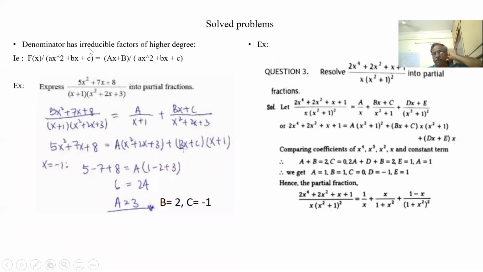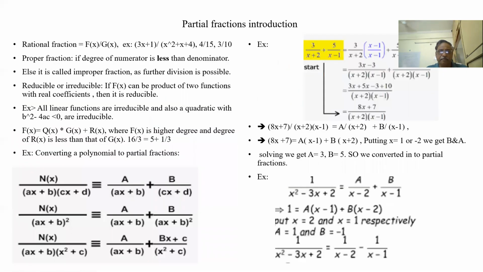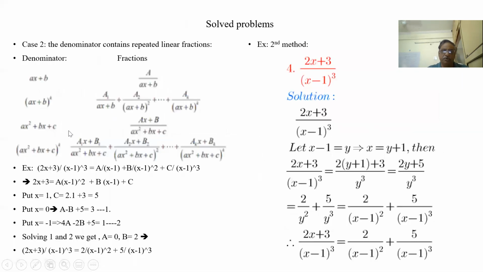Now you see, the denominator has irreducible factors of higher degree. Improper fraction. Ax plus b, this is ax square plus bx plus c. This is an improper degree. This is more. How to do such things? It is just what I have told you here, what we have seen here. 16 by 3. So this improper fraction has to be converted into proper fraction. 5 plus 1 by 3. Like that, in here also we have to convert it. This is a proper fraction. This can be separated. We'll see how to do that.